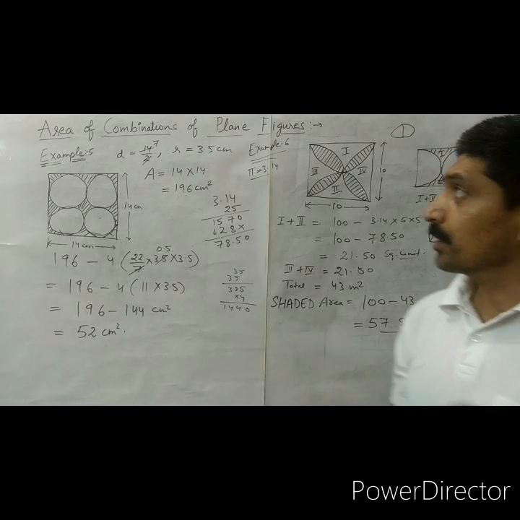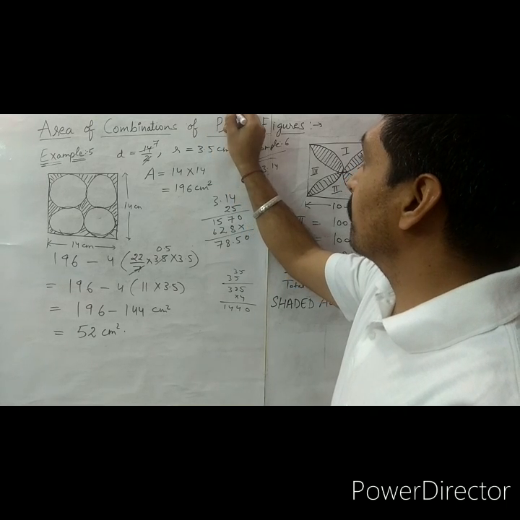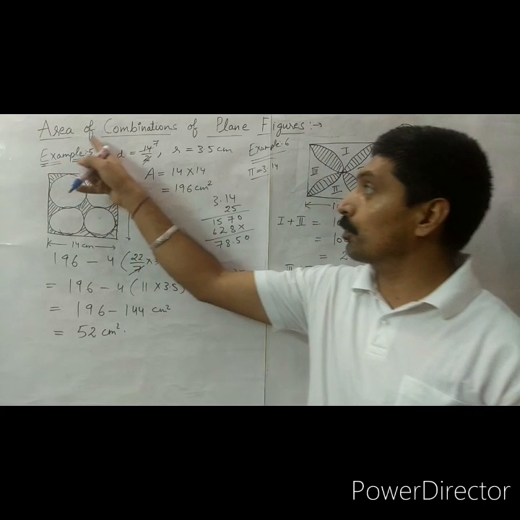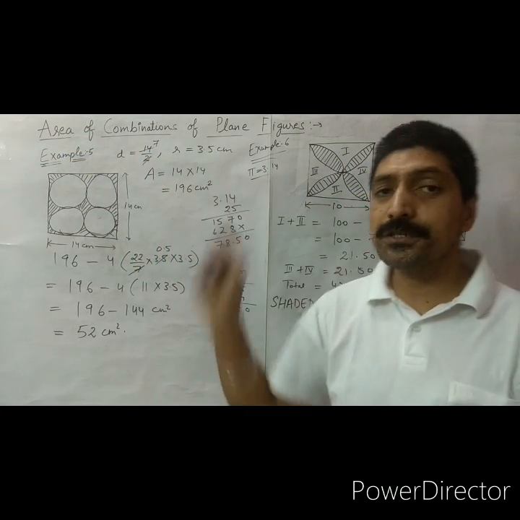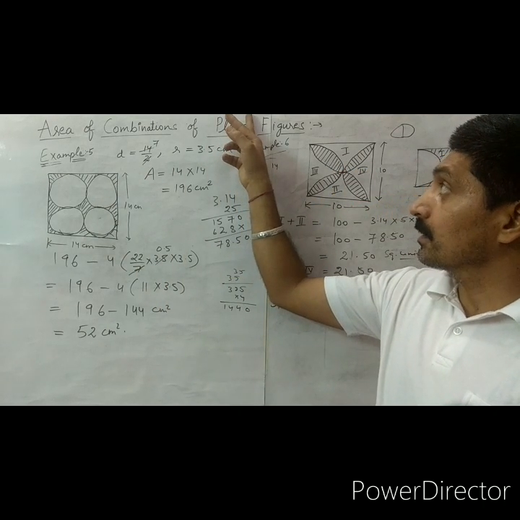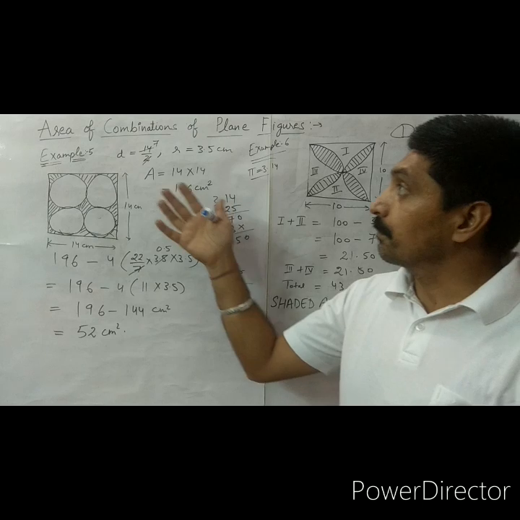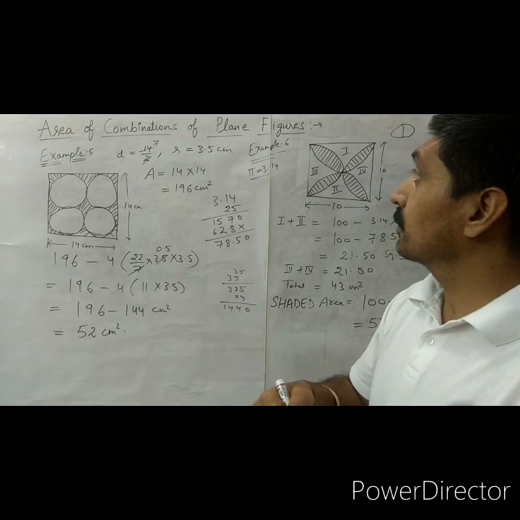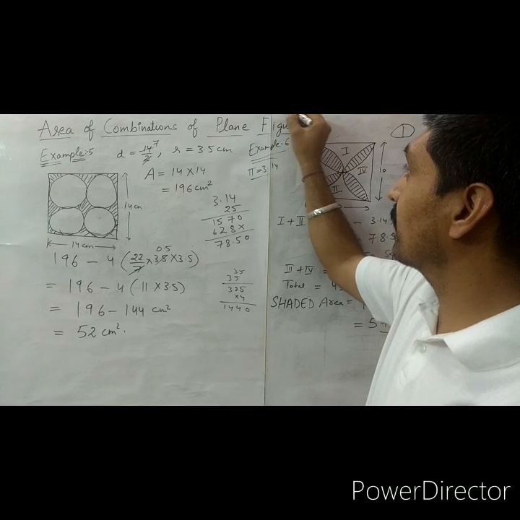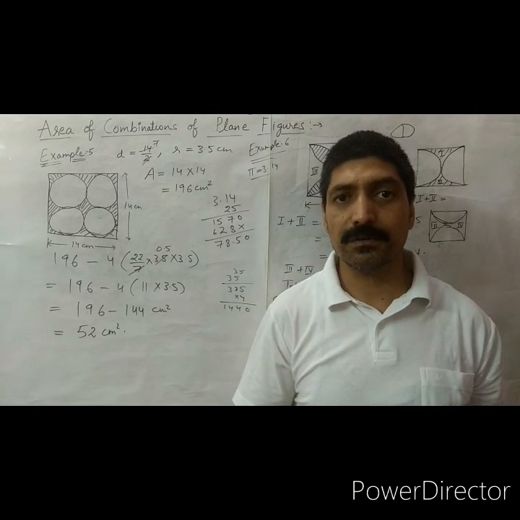So dear students, you can start with exercise 12.3. This exercise is totally based on area of combinations of plane figures. So this is the last exercise. As homework, you can carry on with the exercise, beginning 5 questions as homework. Questions 1 to 5 are homework. Tomorrow we will discuss all these one by one.